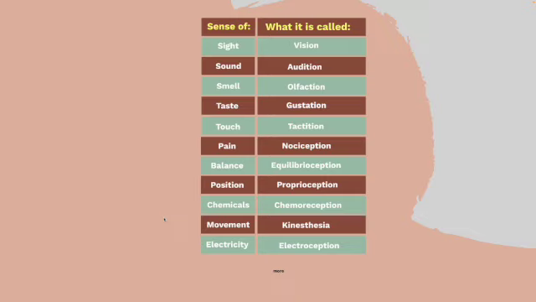Movement is now a sense. It's called the kinesthetic. And people can now... Science says humans can't sense electricity. I beg to differ. I say, fuck you.